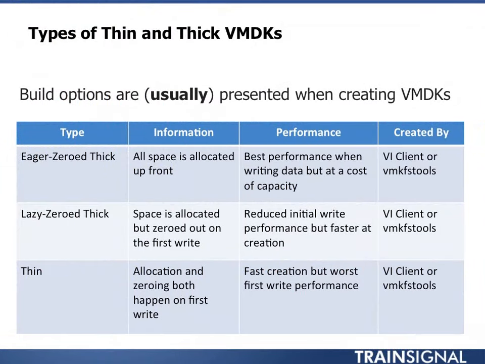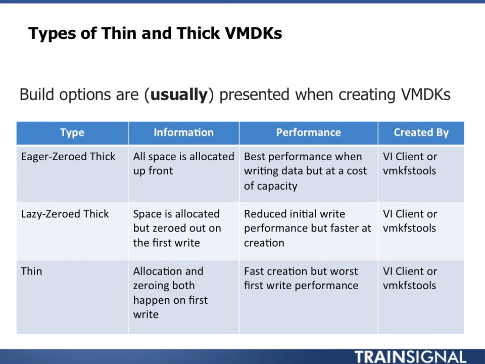Real quick on types of VMDKs, thin and thick. Build options are usually presented when creating the VMDKs. So here's the 3 types. I'm going to start at the bottom just because I think it's simplest. There's thin. Basically it creates the disk, but it doesn't allocate any of the space until it actually gets written to. So as data is written, that VMDK actually gets allocated on the back end.